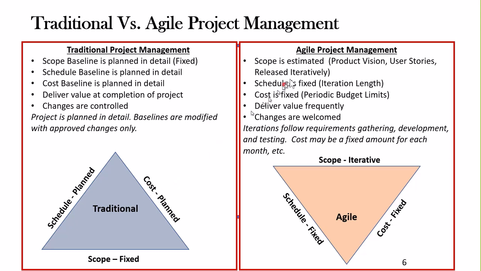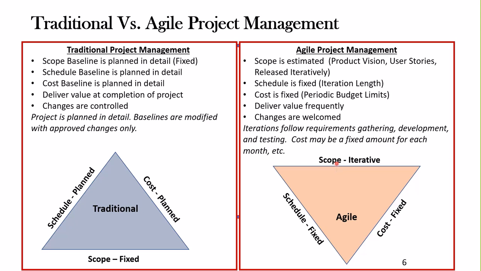Compare that to Agile right here. In Agile, the scope is developed iteratively. We don't have a plan. We don't have a scope baseline. We don't have a scope statement. Everything in Agile is based on the story, the vision of the deliverable, and the stories that demonstrate to us what the stakeholders want to include in that project.